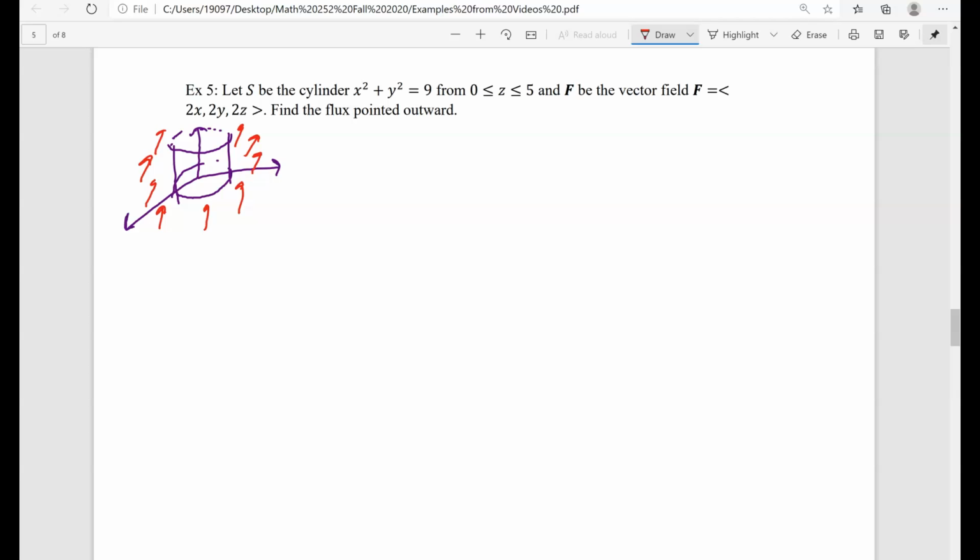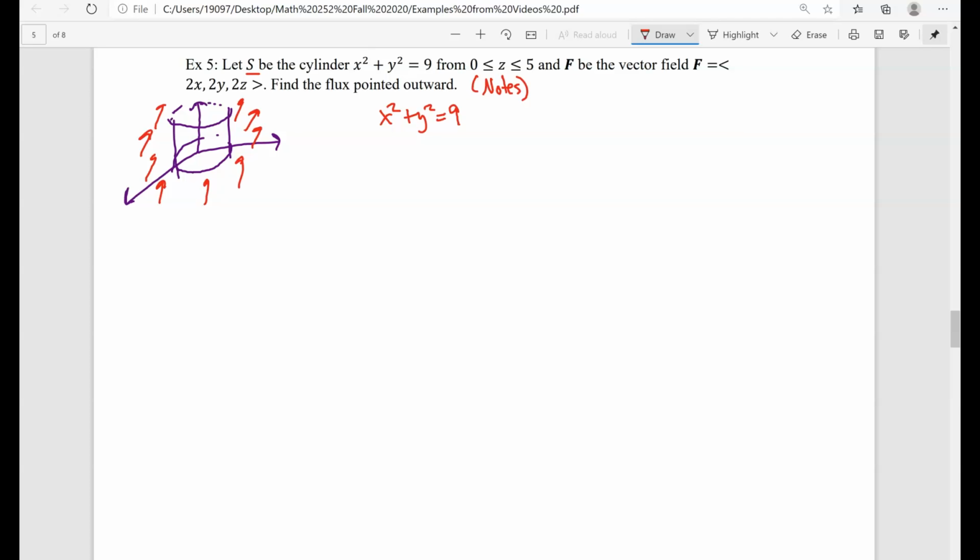So how would you go about this? This problem, I believe, is in your notes, and I don't think we got to it. So how would we solve this? Well, notice that we have a cylinder. Our S is now going to be our cylinder, x squared plus y squared equals 9.